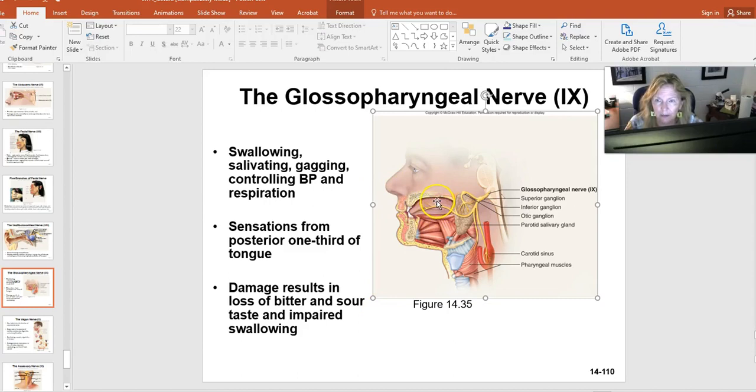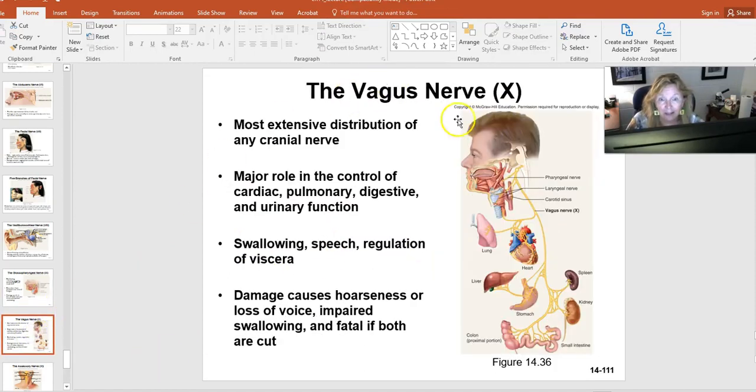Damage to a tongue can actually be a life-threatening event because of these cranial nerves, and this is just one pair so far. This is the 9th pair, the glossopharyngeal. So making sure that we understand that. The vagus nerve, which is close to that glossopharyngeal nerve, I want you to look at the branches of the vagus nerve.